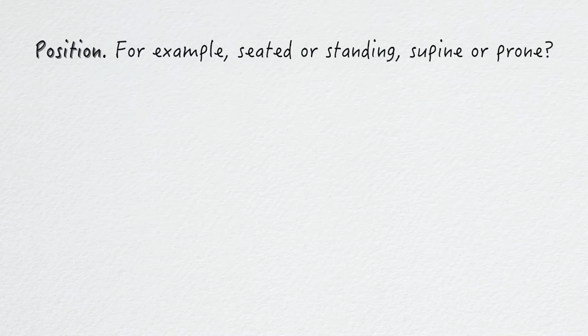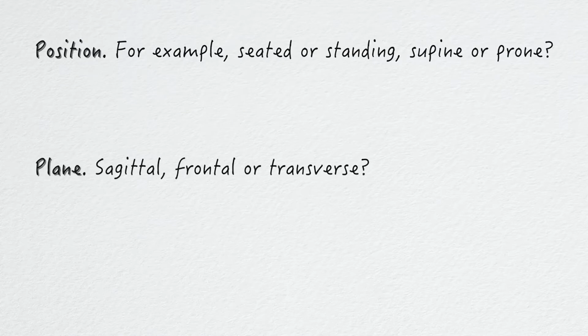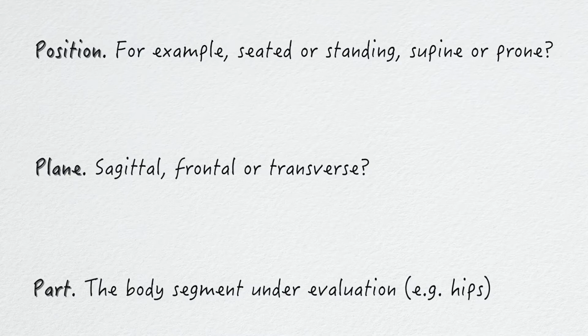To help you remember, this rubric can be broken down into 3 components: position, plane, and part. In other words, what is the patient's position? Are they sitting or standing? Are they static, or are they performing some kind of movement task? Plane refers to the examiner's perspective. Are you viewing the individual in a sagittal, frontal, or transverse plane? Finally, part refers to the specific body segment under evaluation.